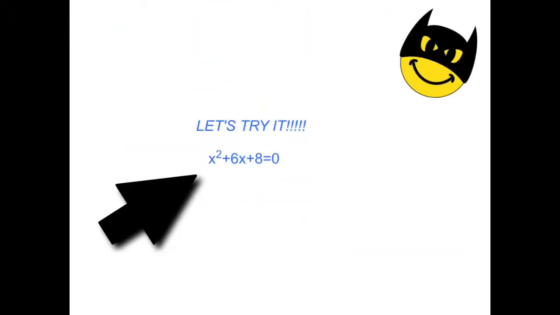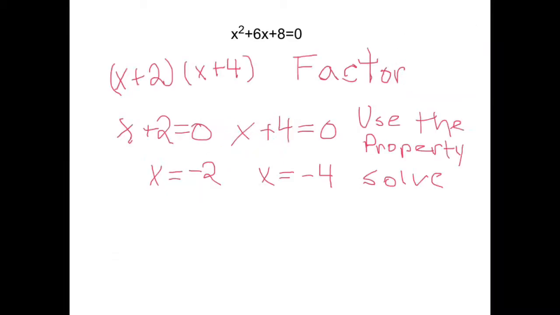Now let's try it. Don't worry, this first example will be easy as pie. We first factor x squared plus 6x plus 8 equals 0. We must find two numbers that multiply to make 8 and add to make 6. We find that 2 and 4 meet these requirements. So we factor (x plus 2)(x plus 4).